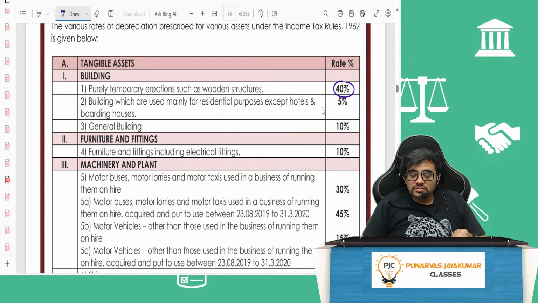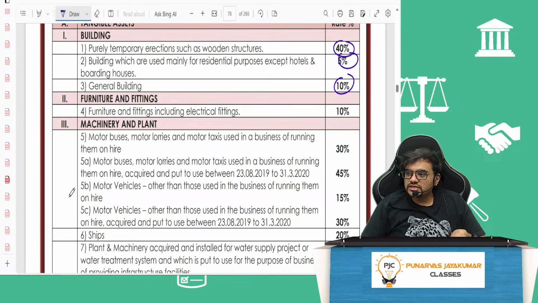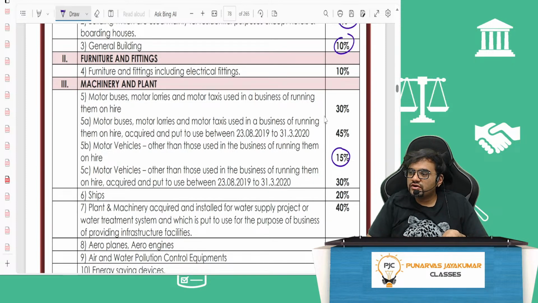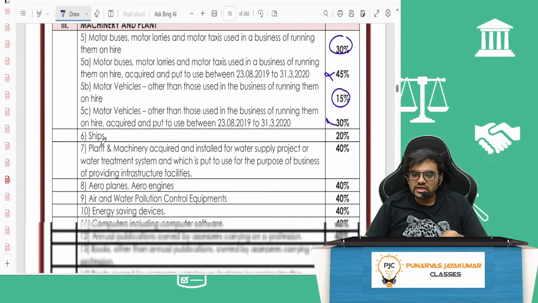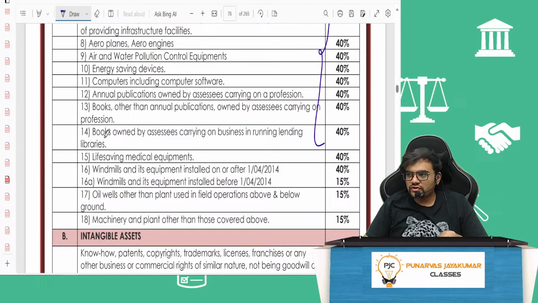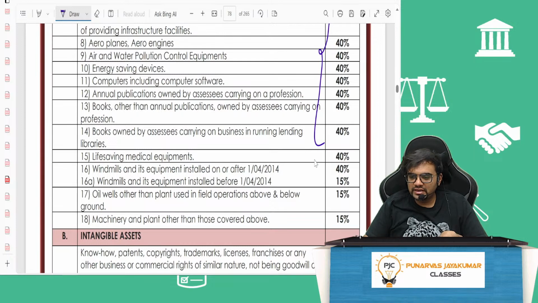Building, I told you, residential purposes, 5%, general building 10%. Furniture and fittings 10%. Machinery, if it's a motor car, normal motor vehicles 15%. Motor vehicles used for running them on hire, like if I own a taxi agency, I have 10 vehicles under me, I have given them for taxi hire, 30%. These two are irrelevant now, leave them. Ships 20%, for ship you have to remember 20. All other things, my dear friends, are 40, 40, 40, 40, everything you can think of except windmill.